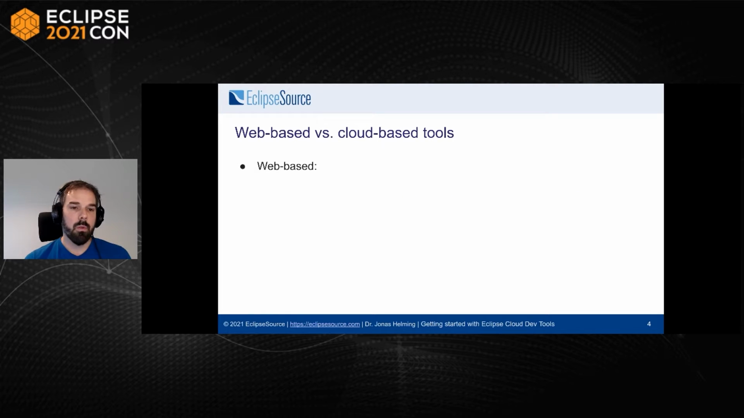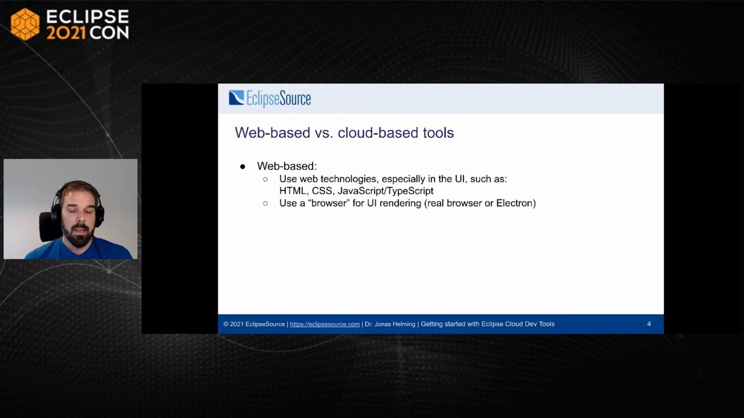Now, a web-based tool, I would consider a tool that uses web technologies, especially in the UI, like HTML, CSS, JavaScript, TypeScript, and so on. So mainly that means the UI is implemented for a browser engine, not, for example, based on Swing or SWT anymore. It then consequently uses a browser for UI rendering. That can be a real browser, or if you just deploy on the desktop, that could be Electron.